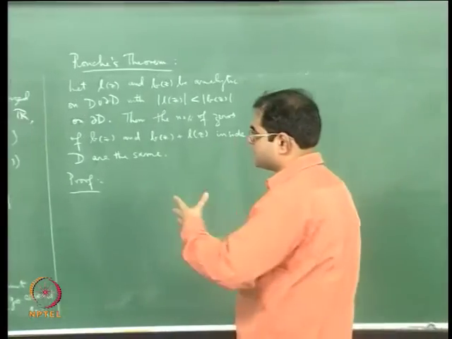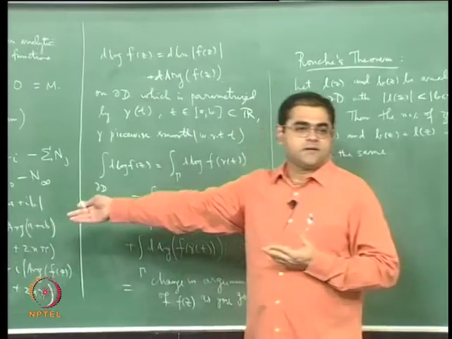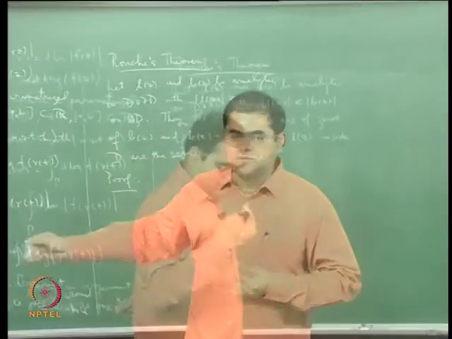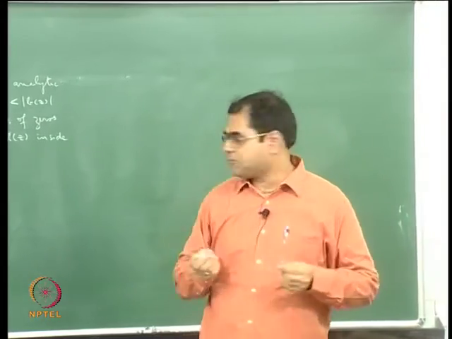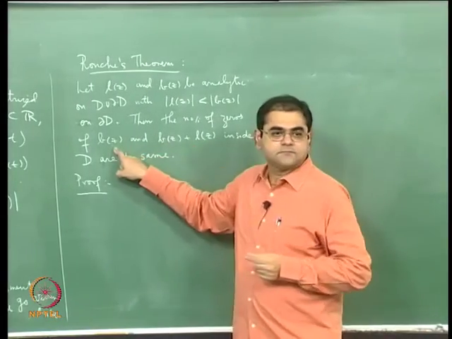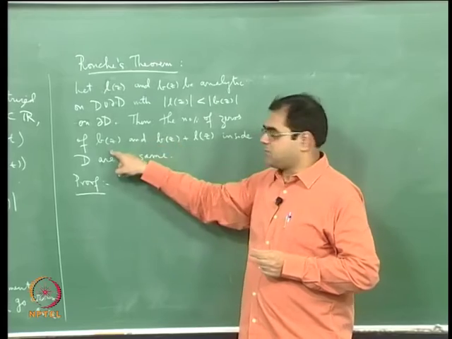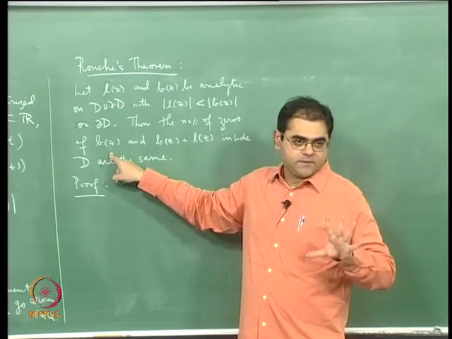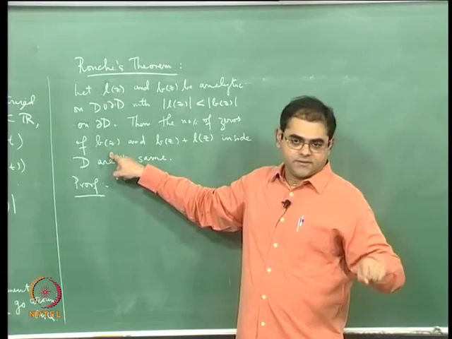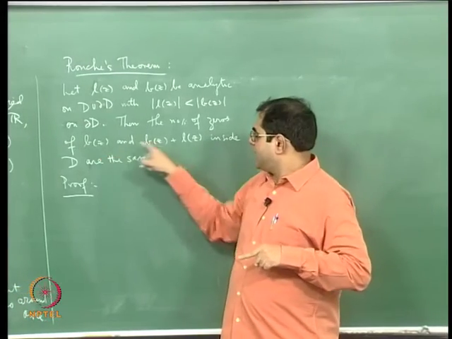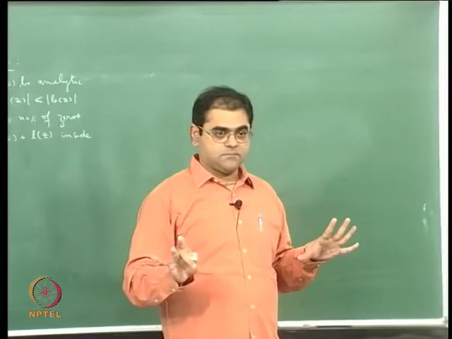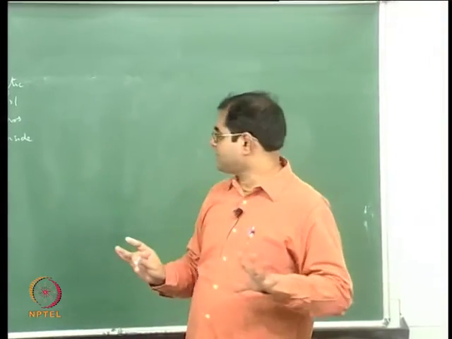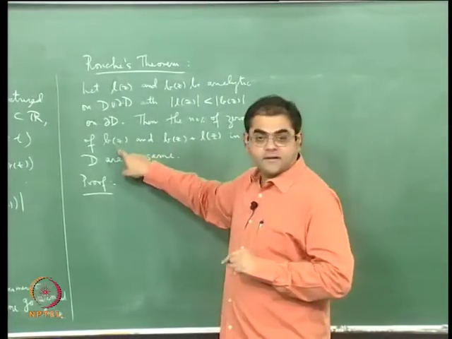So the proof of this is basically an application of the argument principle. Let me first explain what the idea of the proof is. Here are two functions, and you want to show that they have the same number of zeros inside your domain. It is bounded by this simple closed curve. Now, of course, mind you, there are no poles here. The functions are completely analytic.